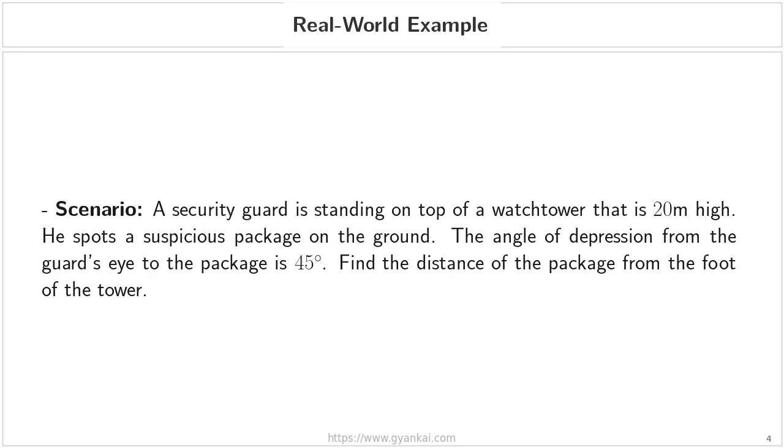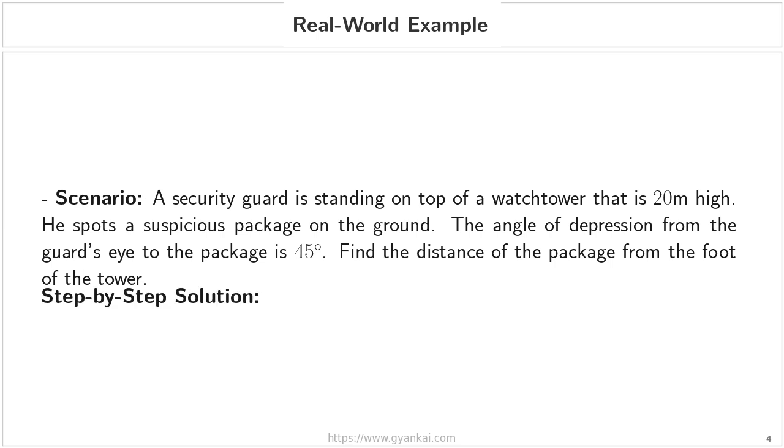Real-world example. Take a look at this scenario. Imagine a security guard is stationed at the top of a watchtower that stands 20 meters high. While scanning the area, he spots a suspicious package sitting on the ground. The angle of depression from the guard's eye level down to the package is 45 degrees. Our task is to determine exactly how far the package is from the base or the foot of the tower.